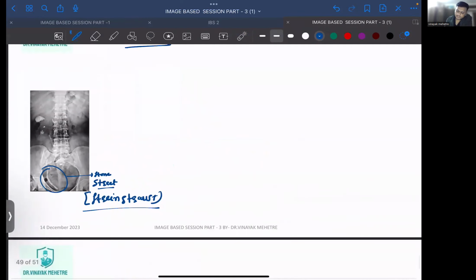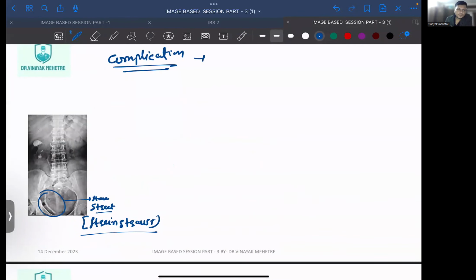What other complications can happen? Okay. The stone was very big. You have given the shock waves continuously. Now patient is having bleeding. What else can happen? Pain.